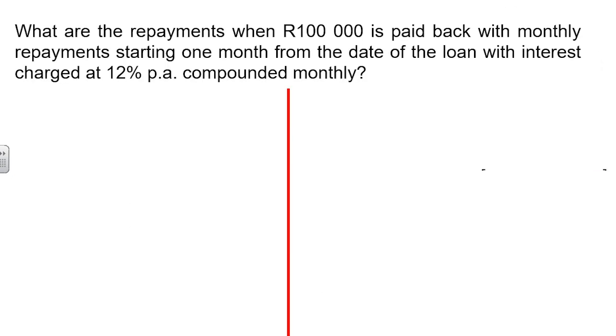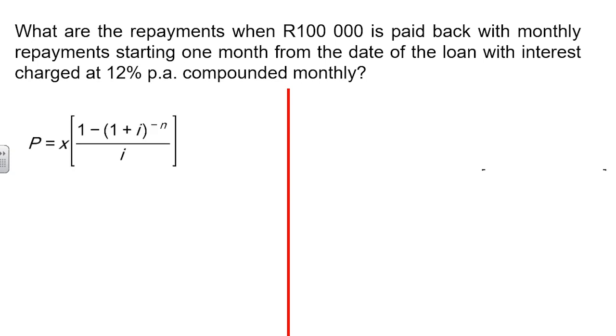Right, I think a lot of us teach that loans are all about present value and savings are all about future value. Here's a loan question. What are the repayments when 100,000 Rand is paid back with monthly repayments starting 1 month from the date of the loan, with the interest as follows?